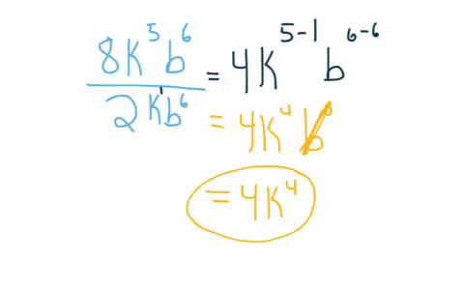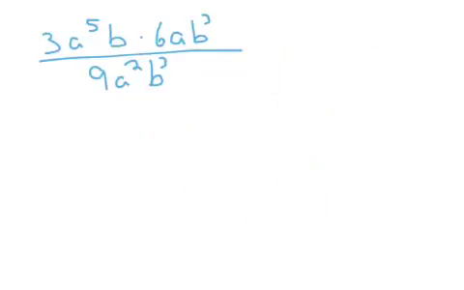Technically on this problem, you don't even have to write the b's down, because if you see the same value in your numerator and your denominator, you literally could cross them out. Just another strategy to solve that problem.